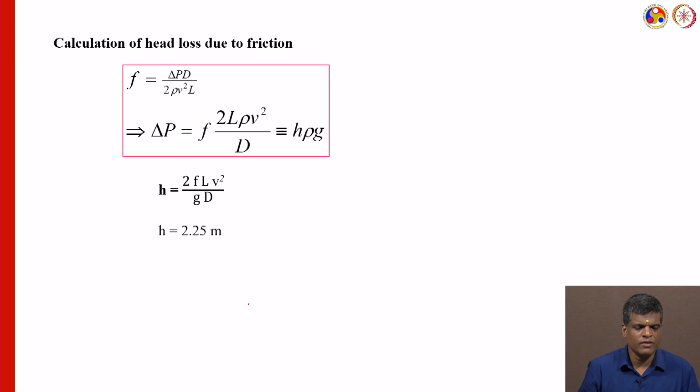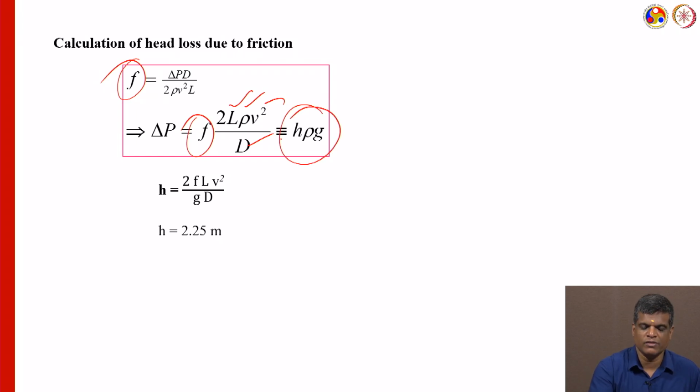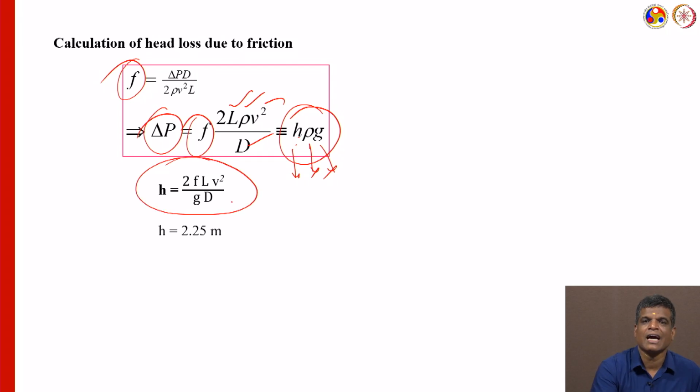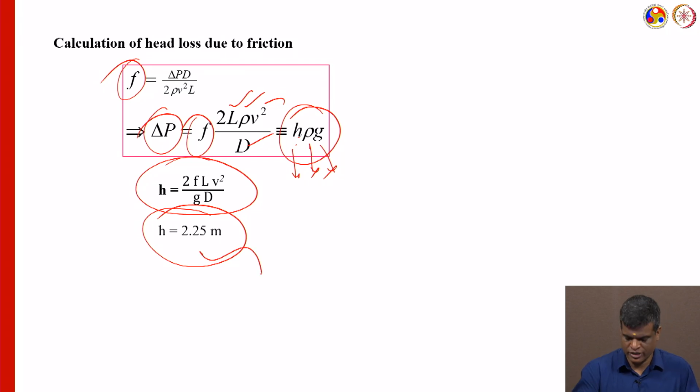So once f is done, now we have to calculate the head loss. What is the head loss here? We know the f value from the previous equation, then L rho V square by D, from there we can calculate. So delta P equal to H rho g, normally the pressure head, where H is the height, rho is the density, and g is gravitational acceleration. You rearrange the equation, then we will get H. From there we can calculate H equal to 2.25 meter, the head loss due to friction.